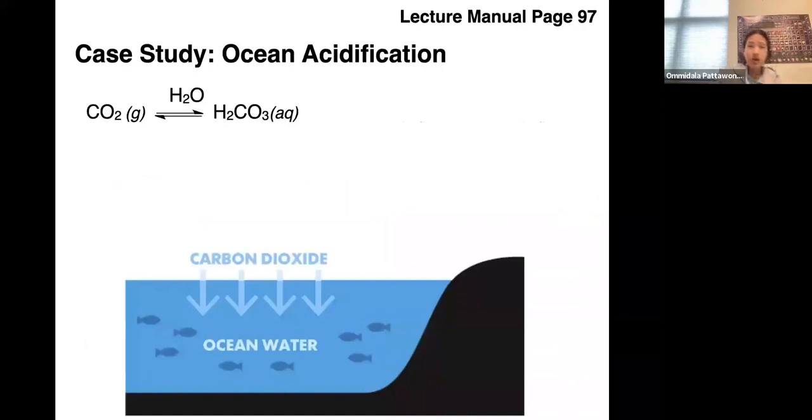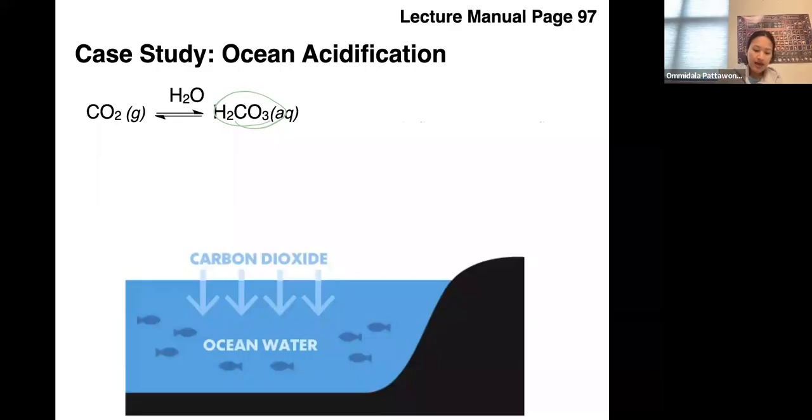The ocean is considered to be the huge storage of carbon dioxide gas, so it absorbs all the carbon dioxide gas that is being produced. Carbon dioxide gas dissolves in water, forming carbonic acid right here. This is why we are learning about solubility of gas, because it actually affects our real life.